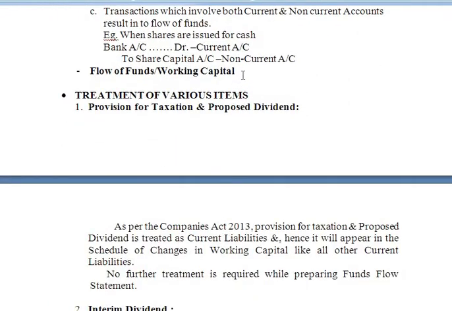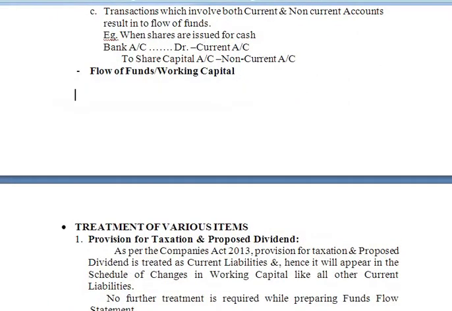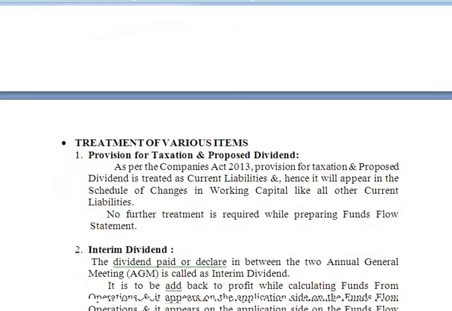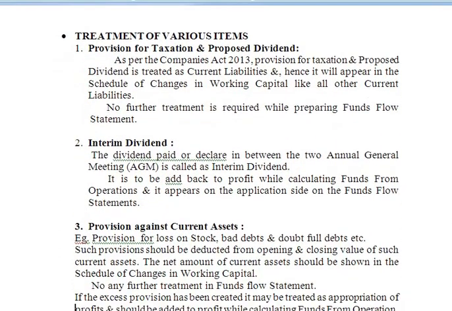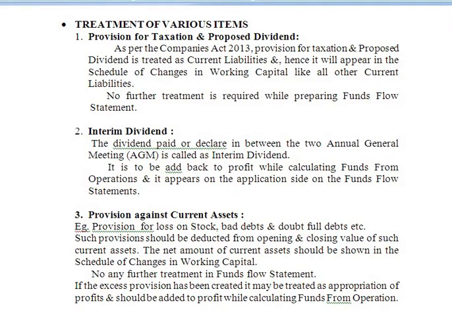Okay, now next one is treatment of various items in the preparation of funds flow statement. So how can we treat certain items when we prepare the funds flow statement? Now we are going to discuss that.